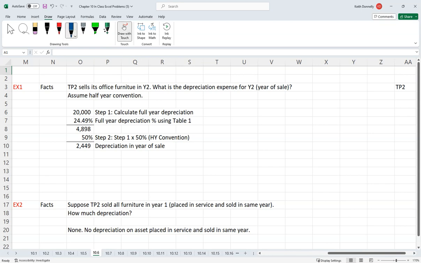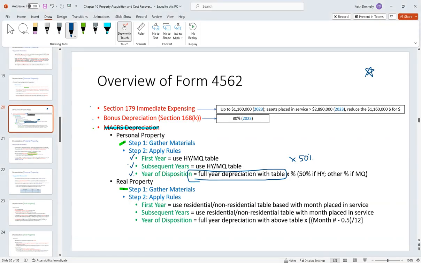So, okay, say that we're building off that example, and instead of keeping it the entire year 2, we sell it in year 2. So I say to you, hey, can you please tell me the depreciation in year 2 if we sold it? Hey, we're using the half-year convention. So what we got to do is figure out an entire year of depreciation, use the table, and then multiply it by 50%, right? Because why we do that is you don't get the entire year of depreciation in the year of sale. You only get half of a year, namely 50% of depreciation, right? We got to satisfy that convention, all right?